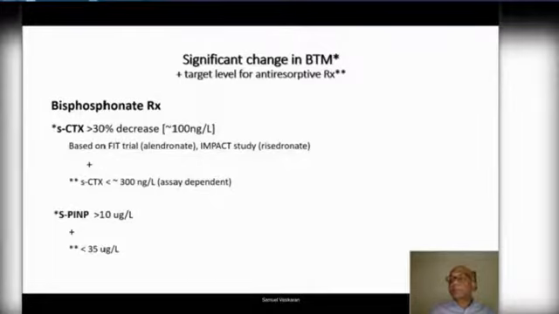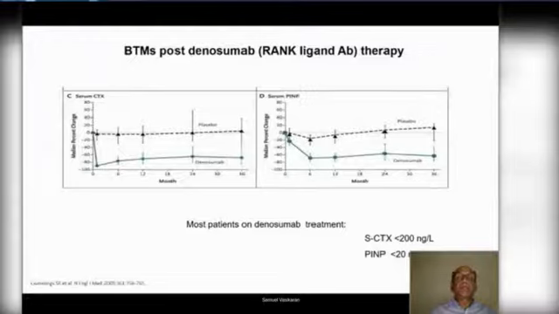For serum P1NP, even though it's a formation marker, you can in fact use it for monitoring anti-resorptive therapy. Reference change value is 10 micrograms per liter, and the target is less than 35 micrograms per liter. So this is for anti-resorptive bisphosphonate treatment.